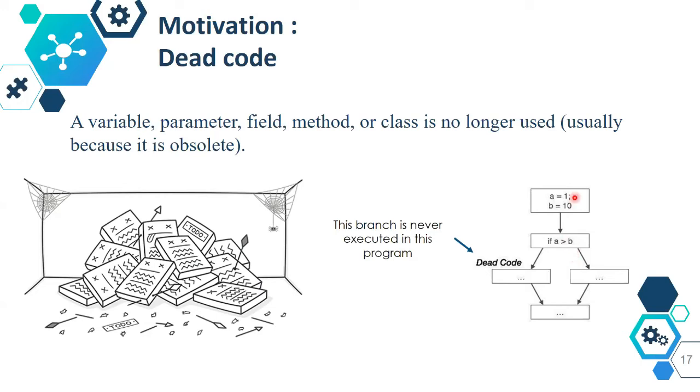We make a verification: if A greater than B. As you can see here, this condition will never be true because of the initialization of the values A and B. In this way, this part of the code will be a dead code branch.